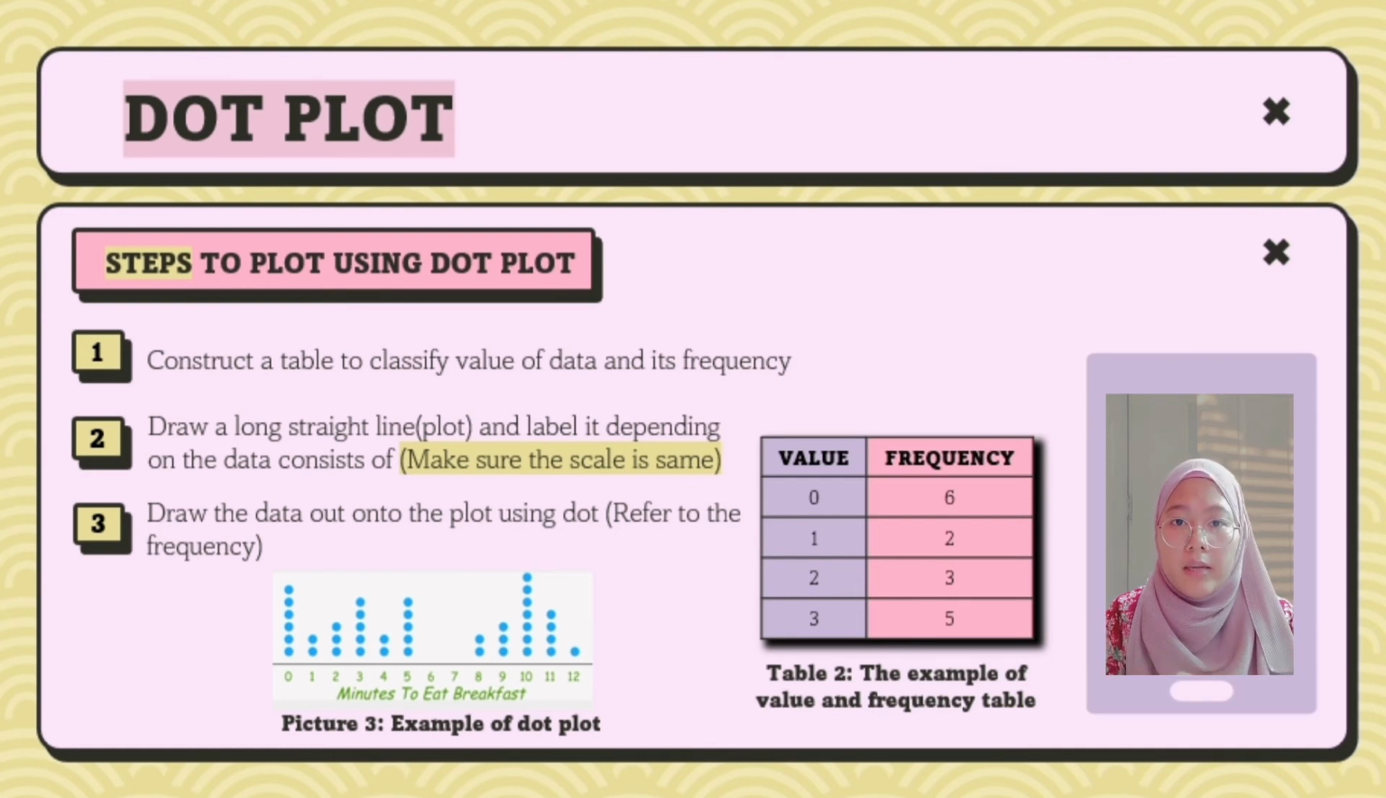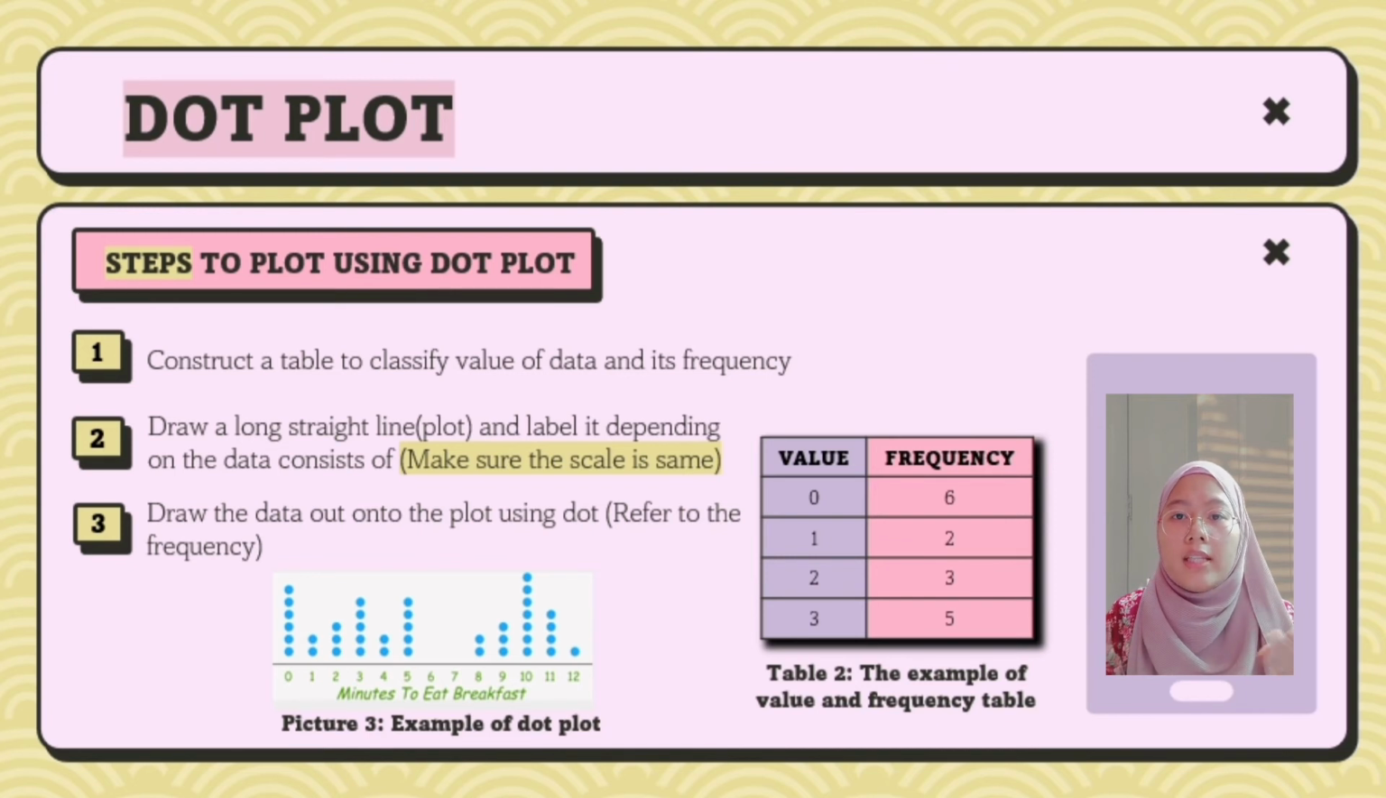This step is same as you want to construct a graph. For example, 2 cm represent value 1. Then it should be same until the last value of data. So 2 cm, 1, 2 cm, 2, like that. Okay. You have to refer to the frequency for each value while plotting the data, or when you want to draw the dot. Make sure the frequency is tally with the dot that you draw.